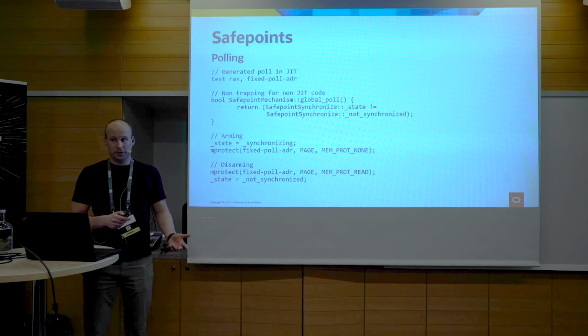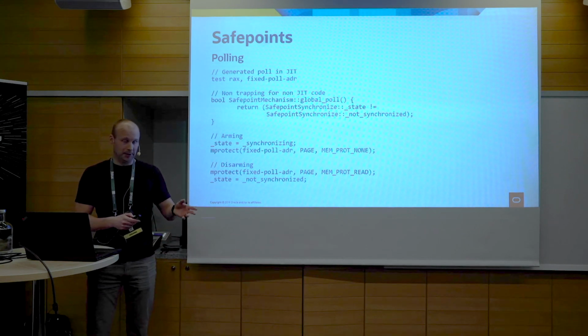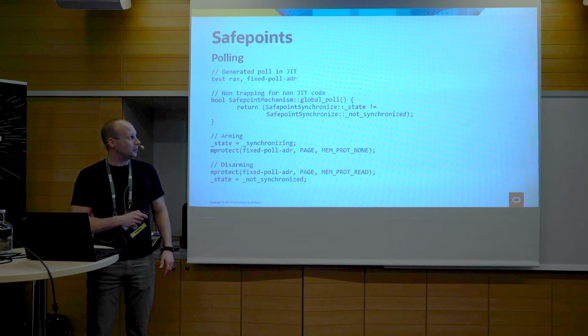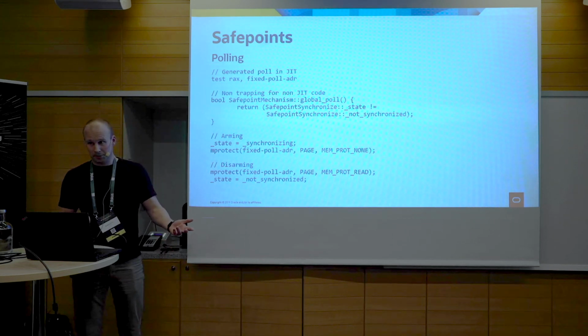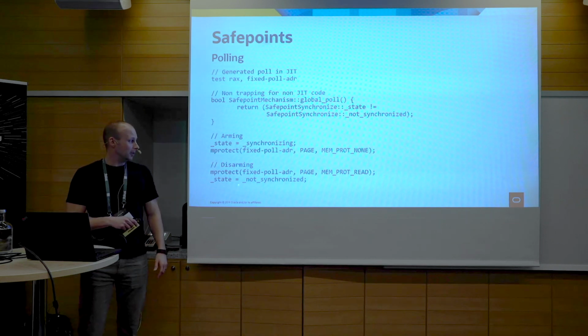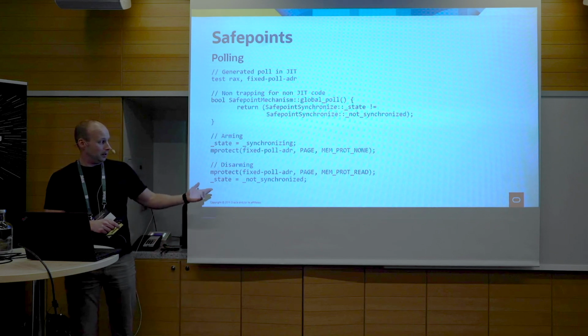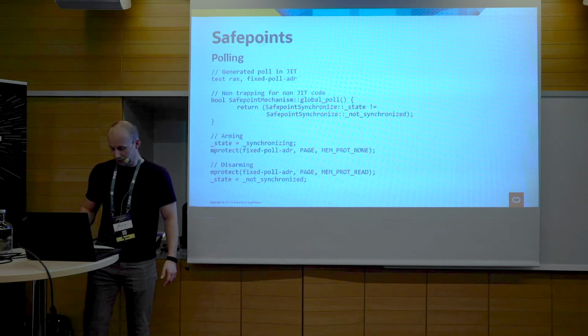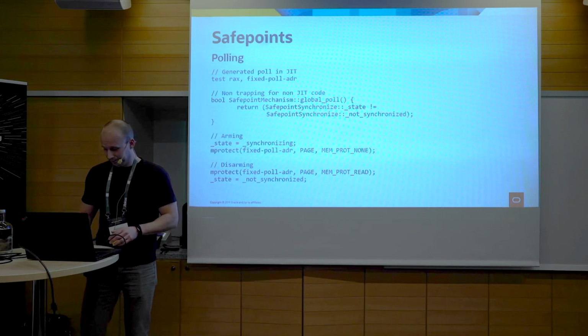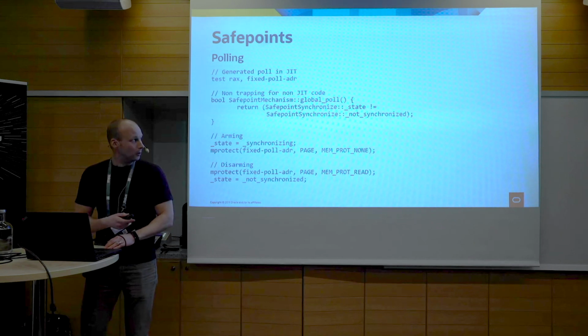And in the slow path, where we don't want to hit the signal handler, we can also use this branch poll instead. And when we disarm, we do the opposite. We change the protection to allow reading, and we say not synchronized. So it's simple, the global save point poll.